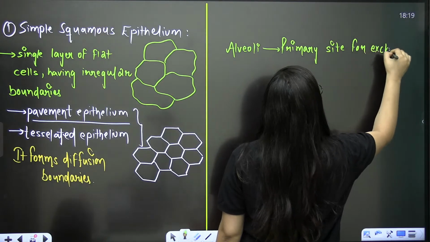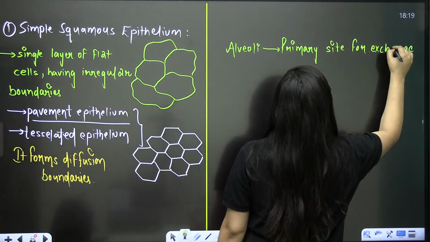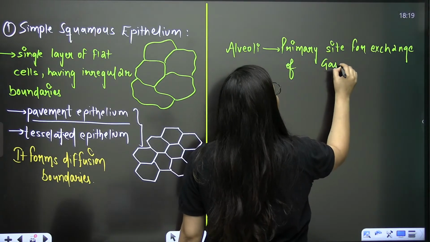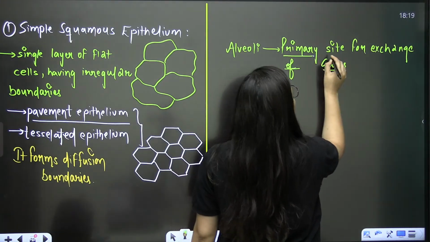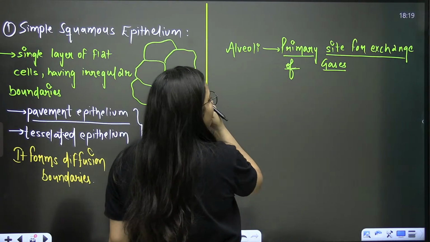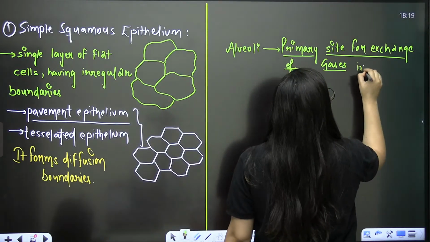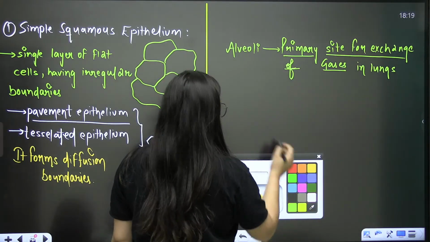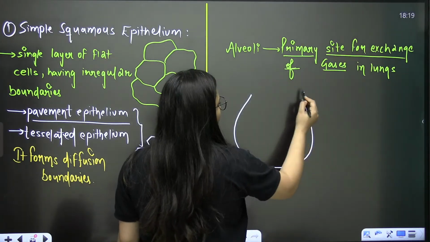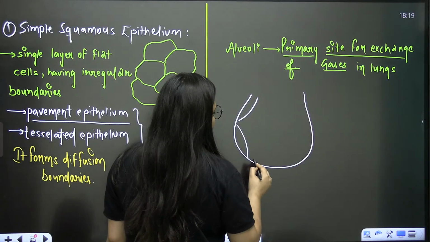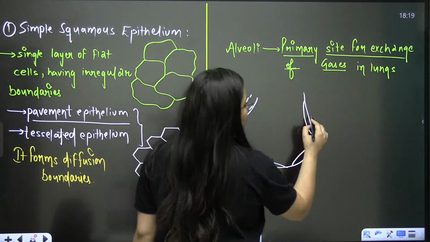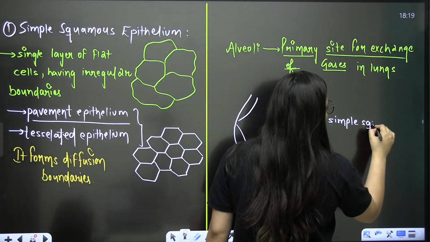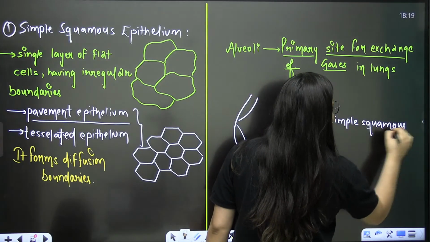Alveoli are the primary site for the exchange of gases in the lungs. In the case of alveoli also, you will see that they are lined with the simple squamous epithelium.